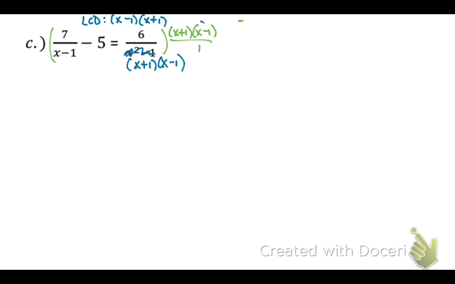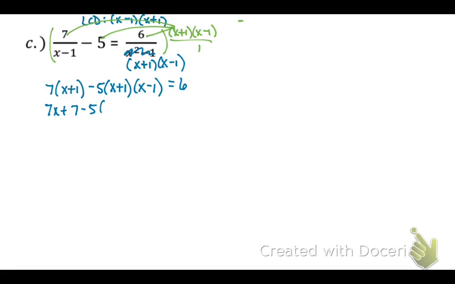So in the first term, the x minus 1s will divide out, and you're left with 7 times x plus 1 minus 5 times both of those terms, x plus 1, x minus 1, equaling 6. And then both the x plus 1 and x minus 1 divide out. All right, now we get to just have a big cleanup fest where we distribute.